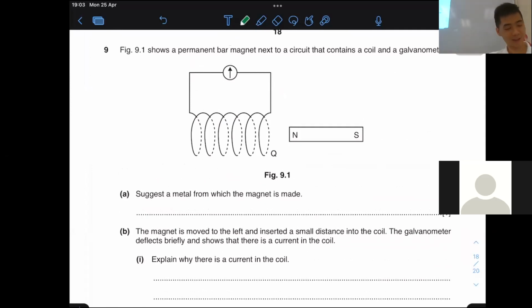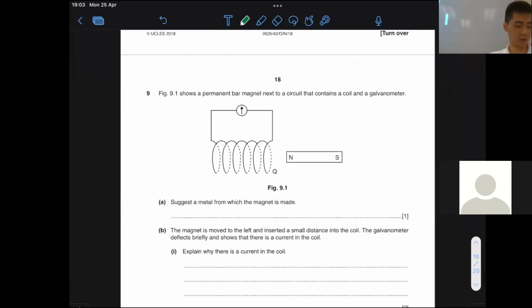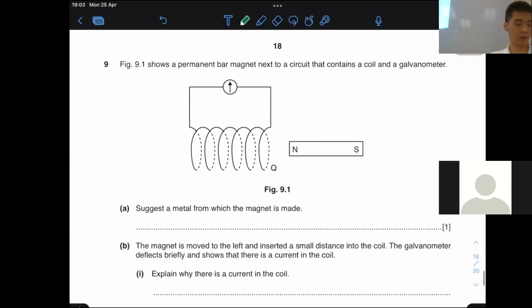Hey, question number 9, guys. I want to explain this a little bit because it's a relatively new chapter. Let's go through it together. If you look at this question, what do they want from you? It says that figure 9.1 shows a permanent bar magnet next to a circuit that contains a coil and a galvanometer. Suggest a metal from which the magnet is made of.